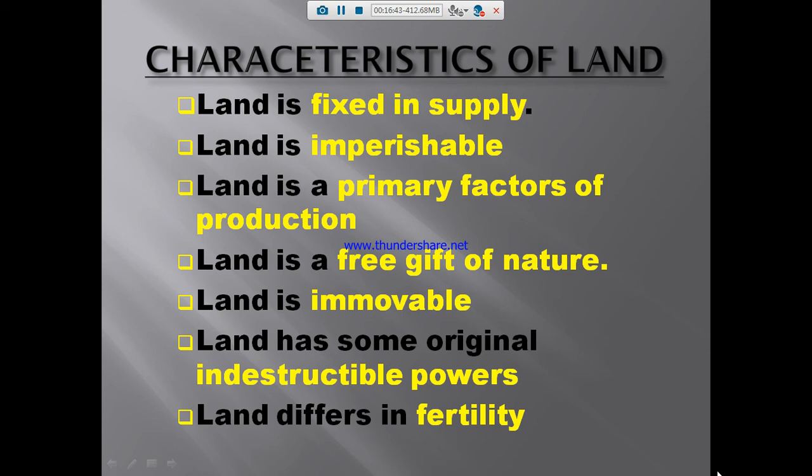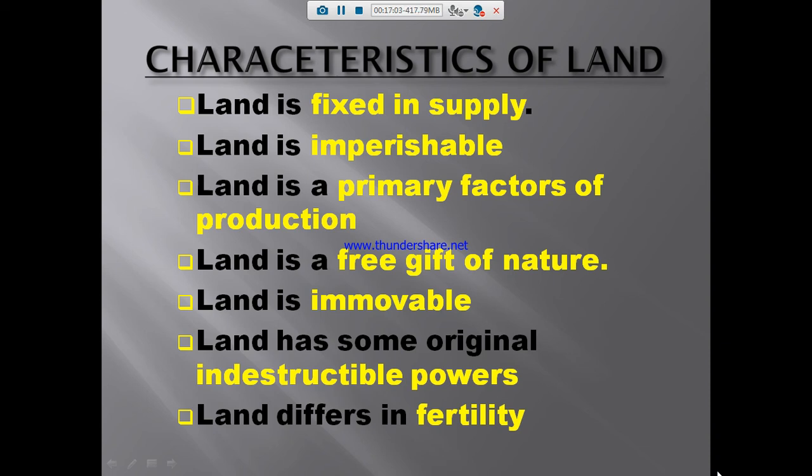Okay. So land is immovable. Land is immovable, so it cannot be transported from one place to another. Can we transport the land from one place to another? No. We can transport the sand or some materials of the land, but land is immovable.